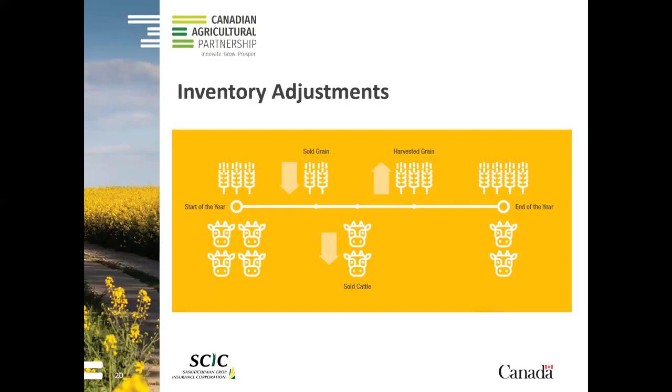Essentially, if the farm's inventory value increases, so it increases in inventory or the value of that inventory increases, it increases the program year margin. If the farm's inventory value decreases, so you have fewer bushels or fewer livestock, or the price decreases, it decreases the program year margin.